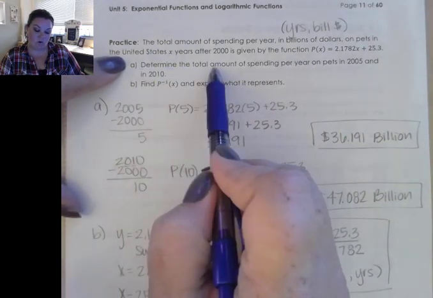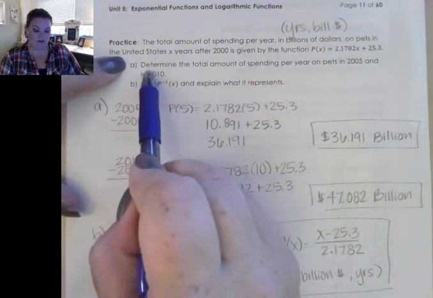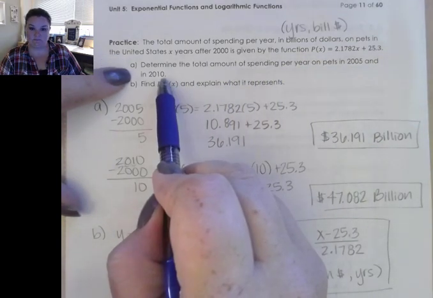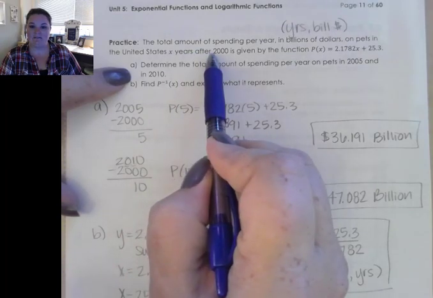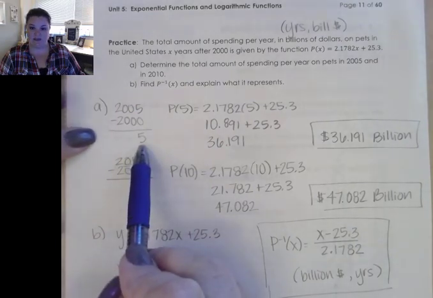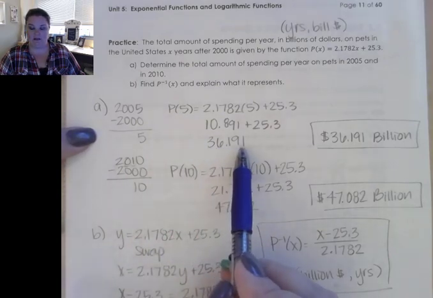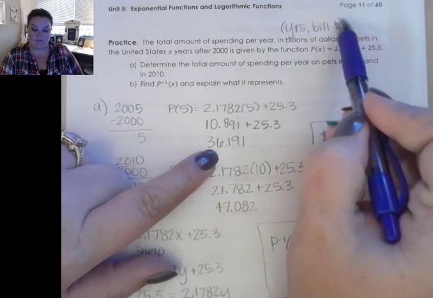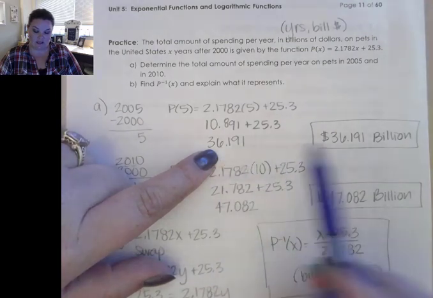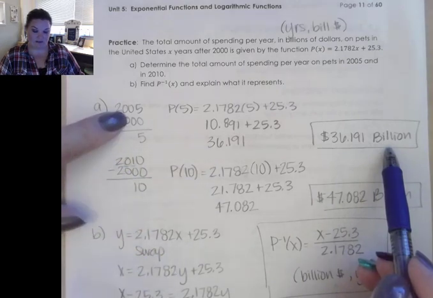Part A says determine the total amount of spending. So they want to know the output, so they should be giving us an input. Determine the total amount of spending per year on pets in 2005 and 2010. Now remember, x is the years after 2000. So in 2005, 5 years has passed since 2000. So we would plug in a 5, and that gives us 36.191. Now remember, our output is the cost in billions of dollars spent on pets. So that means $36.191 billion was spent on pets in 2005.